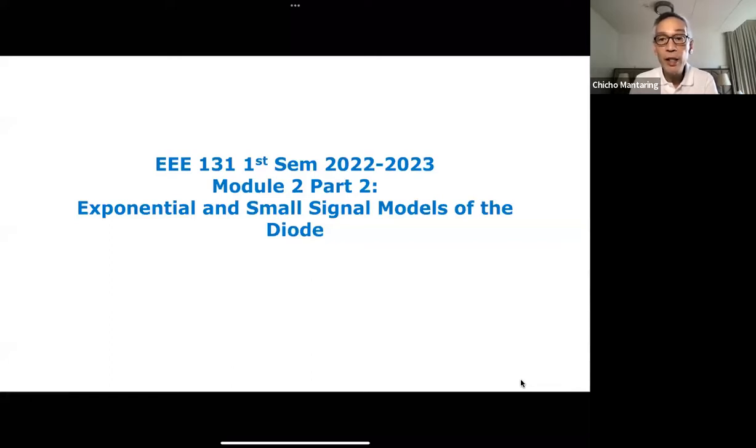Okay, so in this part of the course, we're going to start with the exponential and small signal models of the diode. There's a part one. Yung part one is really just a review of what you already took up in EEE 123. These are the linear piecewise models of the diode and the diode circuit analysis. Kinuha na niyo yan sa 123. That's why there is no recorded video for that part. So just go through it again, just to review the basics of the diode. We're going to start with the exponential and small signal models of the diode.